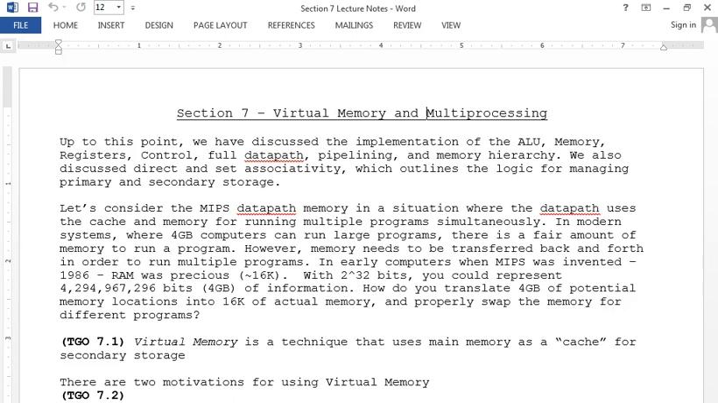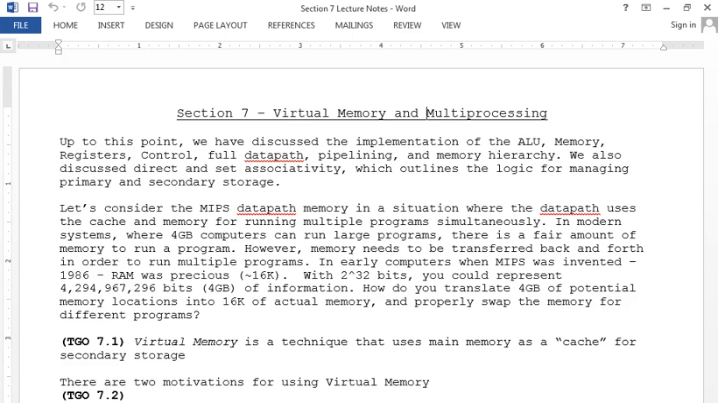Oftentimes, when we were designing computers back in the day, such as, for example, 1986, when MIPS was invented, you could have 2 to the 32 types of addresses for a 32-bit data path, but you really only had 16 kilobytes of memory. So you have to somehow map 2 to the 32 to 16K for your level 1 cache. Then your level 2 cache, and your level 3 cache gets a little bigger, and then you deal with RAID arrays. Right?